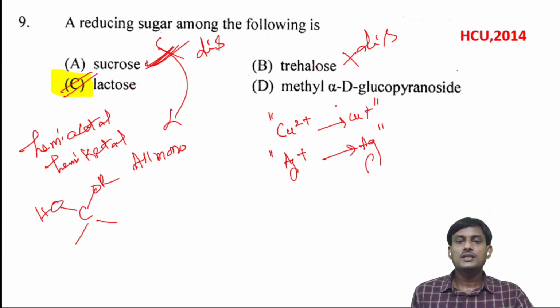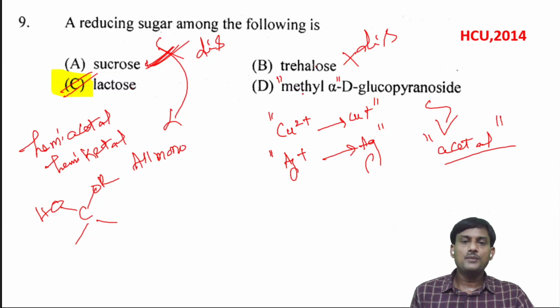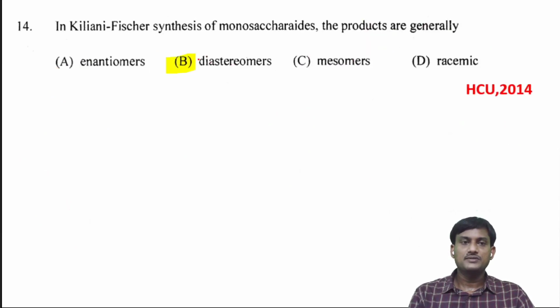It's a reducing sugar. And methyl alpha-D-glucopyranoside, since at the alpha position or anomeric position there is a methyl group, this one is not a hemiacetal form, it's an acetal form. So it cannot act as a reducing sugar. So what is the correct option? Lactose is the correct option.